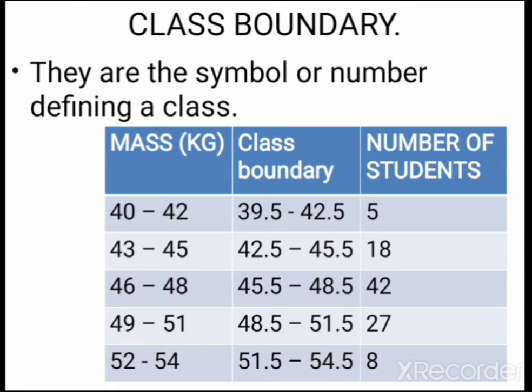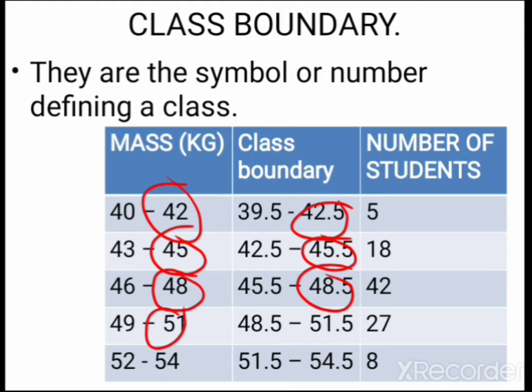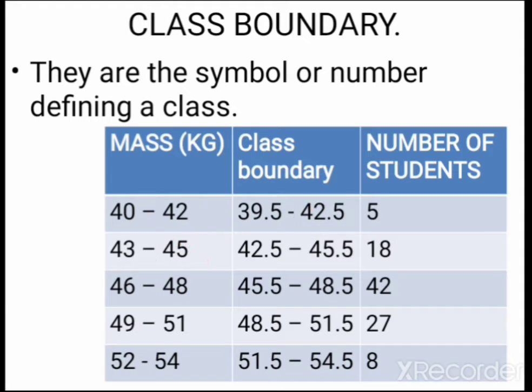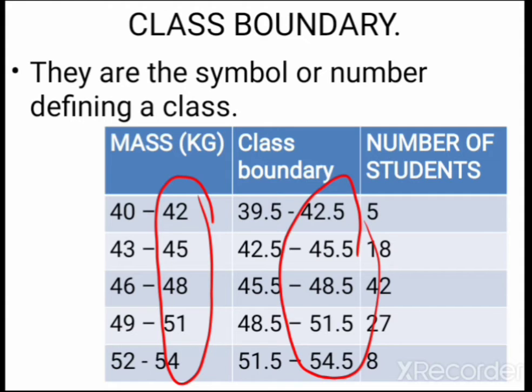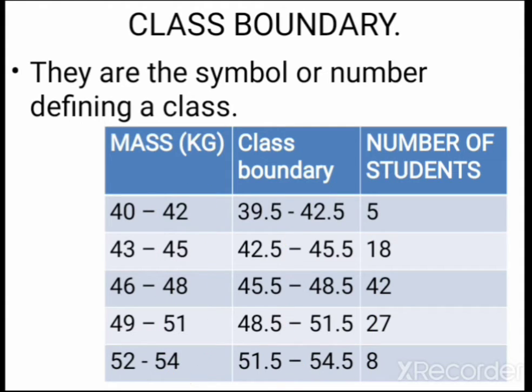So 42 plus 0.5 will give you 42.5. 45 plus 0.5 will give you 45.5. 48 plus 0.5 will give you 48.5. 51 plus 0.5 will give us 51.5. 54 plus 0.5 will give us 54.5. So that's the upper class boundary. What we simply did, very simple, is add 0.5 to each of the upper class interval, and it gives us the upper class boundary.